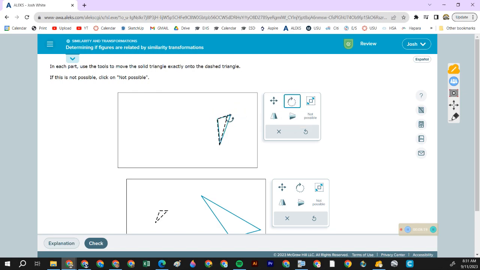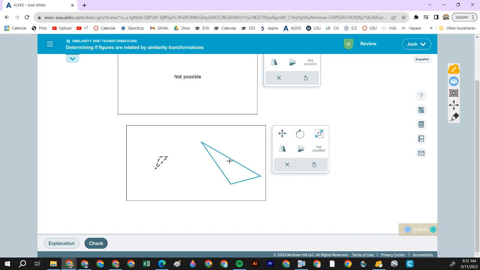Come on. Are they similar? Really close, but not quite right, so not possible. All right, so here, I'm going to rotate this, and I'm going to reflect it, and then rotate it, and then move it, and change its size. Oh, got it.